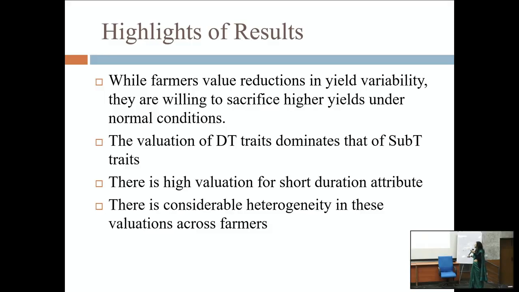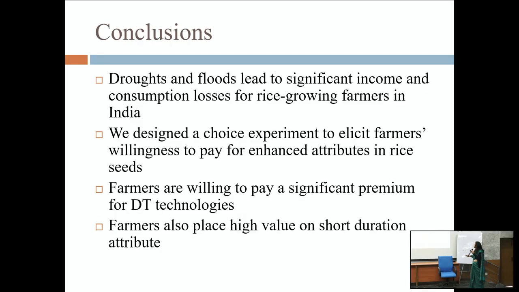Some highlights that we did find: farmers value reduction in yield variability, and they were willing to sacrifice higher yield under normal conditions. And for India, this drought tolerance trait was more valuable. And maybe that's also something we can relate to, because a lot of crop gets damaged due to droughts. So we could find that in our results. But the additional result was also valuation for the short duration attribute. But these valuations varied considerably across farmers.